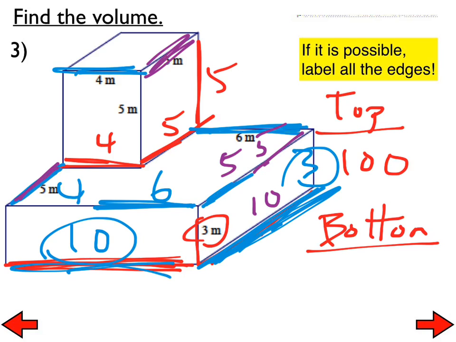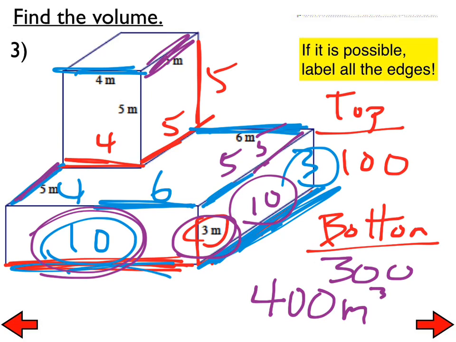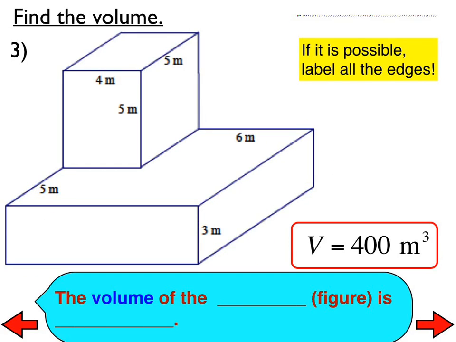And so that means that the area of the base is 30, and 30 times 10 is 300. So that means actually the volume is 400 meters cubed. All right, if you did not get that, fix it right now. All right, so we went through number 3.